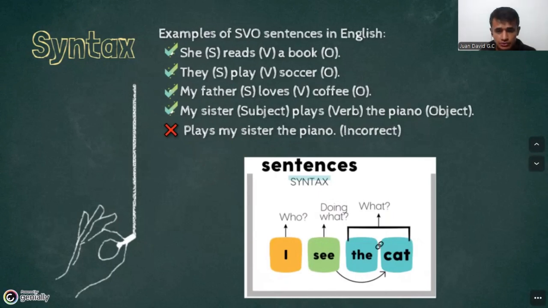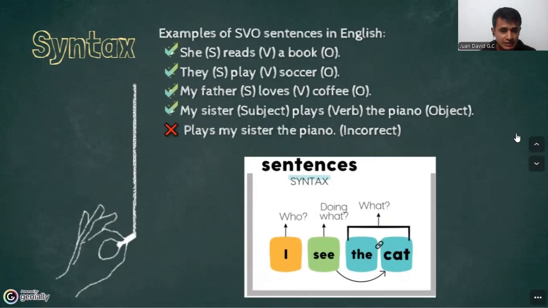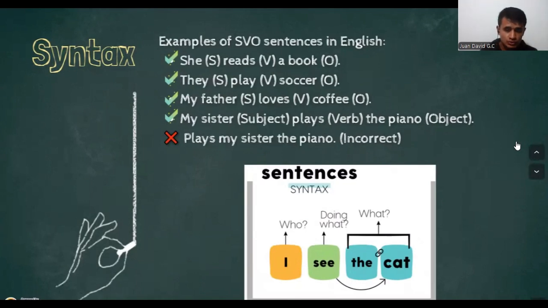And we can also see a wrong form, a sentence that is incorrect because the structure is wrong, like "plays my sister the piano." That is incorrect, and that is the reason for syntax: the structure of the sentences must be in the correct form. Okay, so let's continue.